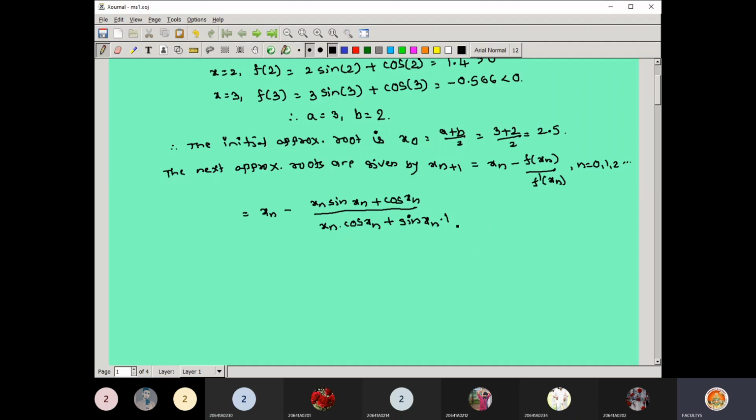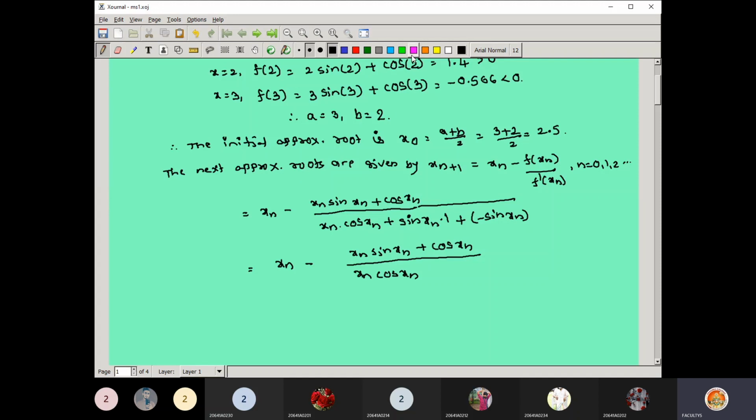This is for the first one, plus the cos derivative value. The cos derivative is nothing but minus sin xn. I am using the first term, which involves uv, and the second one is direct. Now make the simplification: xn minus xn sin xn plus cos xn, overall divided by, in the denominator, xn cos xn and sin xn minus sin xn is there.